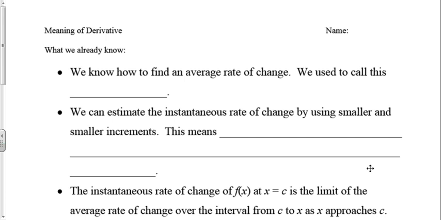Meaning of derivative. Now let's go over what we already know. We know how to find an average rate of change. We did that in class. We used to call this, a long time ago back in Algebra 1, slope.